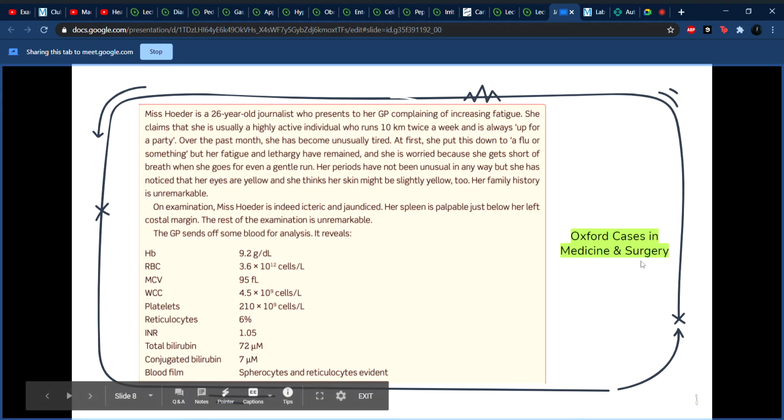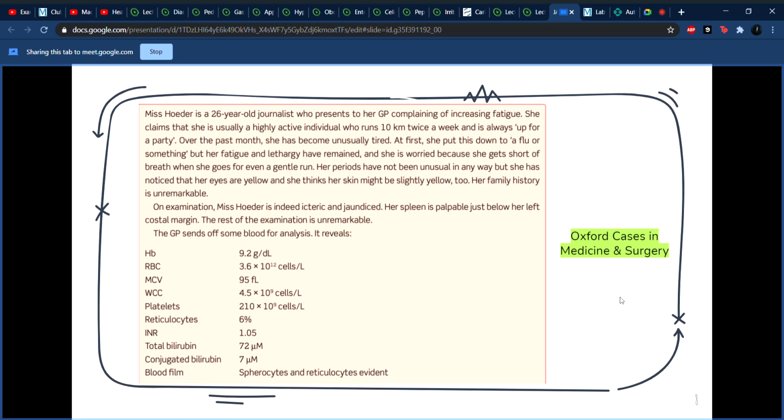So this is our case, prehepatic jaundice. I'll give you 1 minute to read this. Okay, so this case is about Miss Hodder, a 26-year-old journalist that presents to the GP complaining of increasing fatigue. She claims that she is usually a highly active individual who runs a lot, twice a week, and is always up for a party. This implies that she's very active.